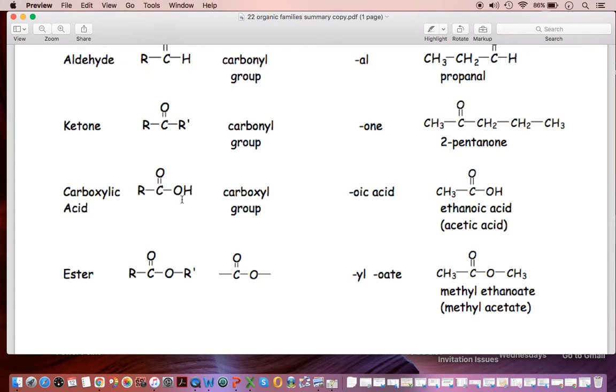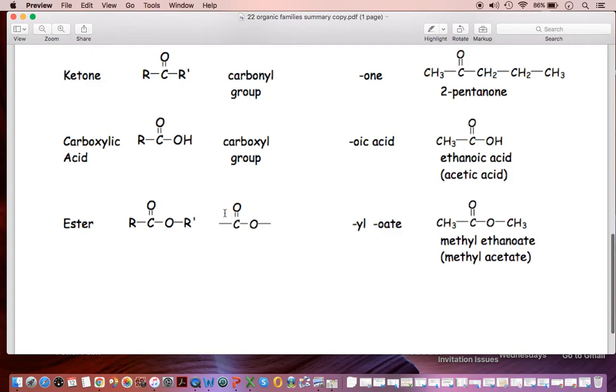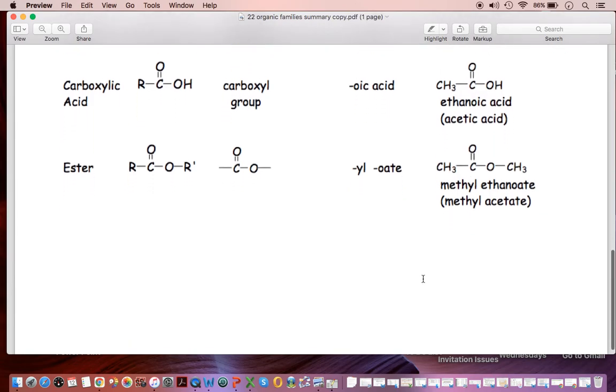Carboxylic acids we've talked about quite a bit. C double bonded to an O, OH, often represented as COOH, but you have to remember this structure. And the suffix is -oic acid, so here we have ethanoic acid. Ester, we replace the hydrogen with a carbon chain, so we end up with the carboxyl group in the middle. And it talks about the -yl and the -oate. So the alcohol becomes a branch with a -yl ending, and the -oic acid of the carboxylic acid now ends -oate. So here's our methyl, and here's our ethanoate, and away we go.